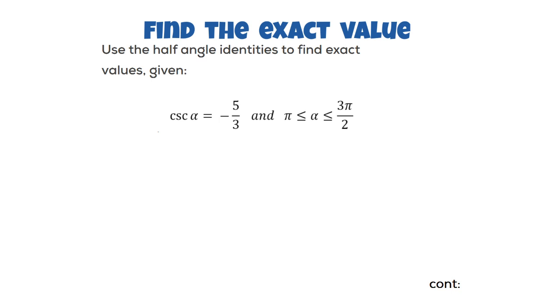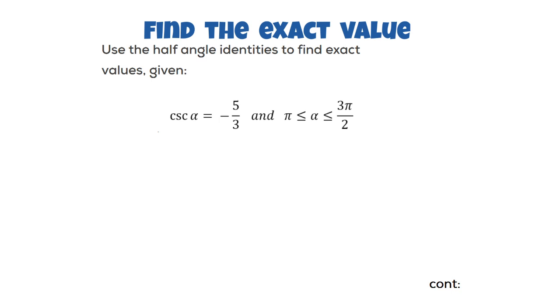So use the half angle identities to find the exact values given. All right, so now I'm stepping away from the unit circle, and I'm just looking at any random angle. I can do this same thing. If I know that the cosecant of alpha is negative 5/3, I want to find the half angle measurement, so alpha over 2, for sine, cosine, and tangent.